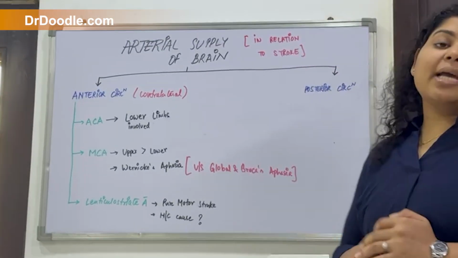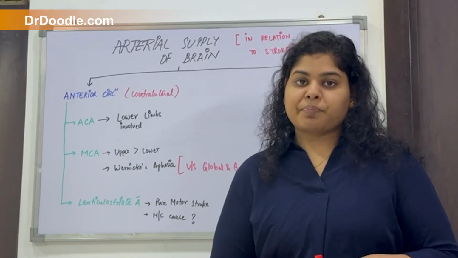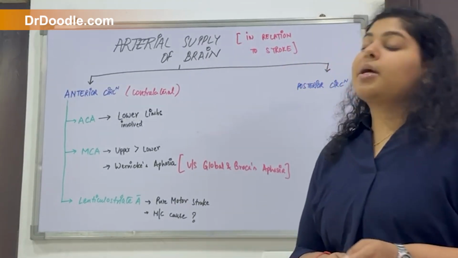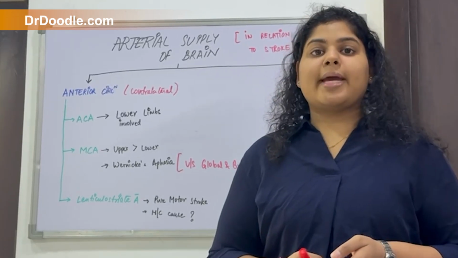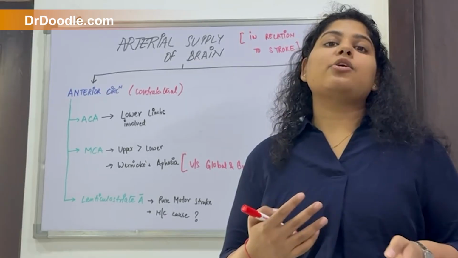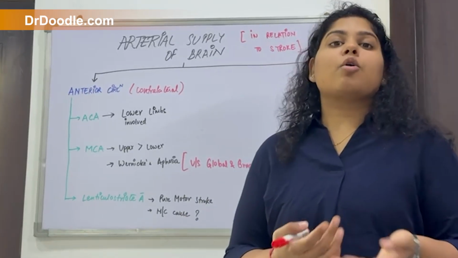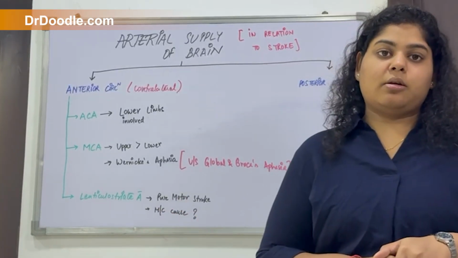Now, what do you think is the most common cause of a lenticulostriate artery stroke? Let's think about it. It is hypertension, because hypertension causes the blood vessels to get filled with plaque and atherosclerosis, and that causes small thrombosis to occur in the vessels, which later goes on and forms something which causes this pure motor stroke of the internal capsule.